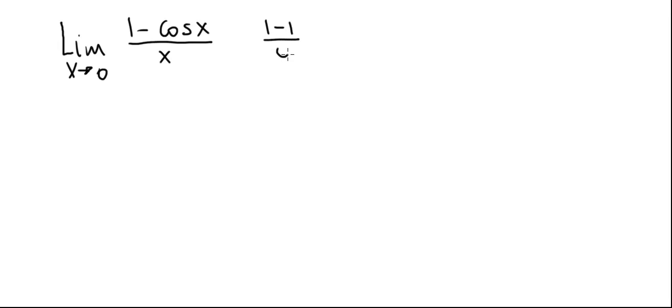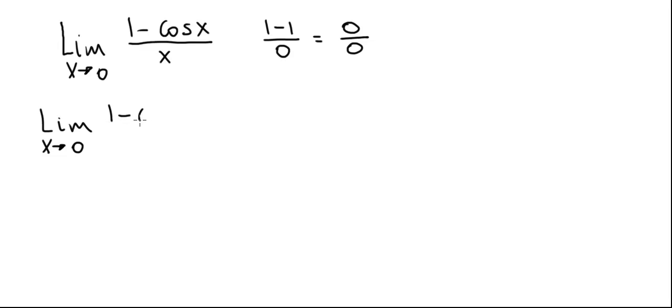Let's evaluate the limit as x approaches 0 of (1 minus cosine of x) divided by x. If we plug in 0 for x in the numerator, we get 1 minus 1. The denominator approaches 0, so we get the indeterminate form 0 over 0. We can't say what that would be, so what we have to do is remove 0 over 0 somehow and then evaluate the limit of whatever is left.